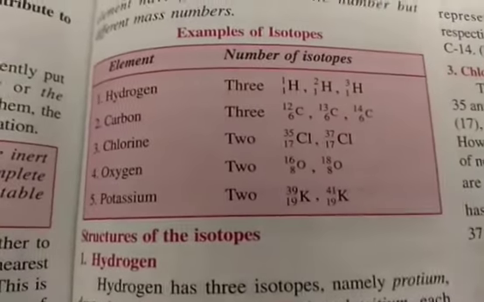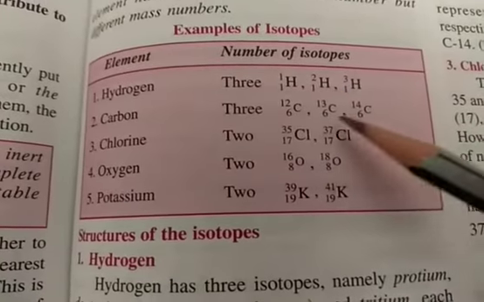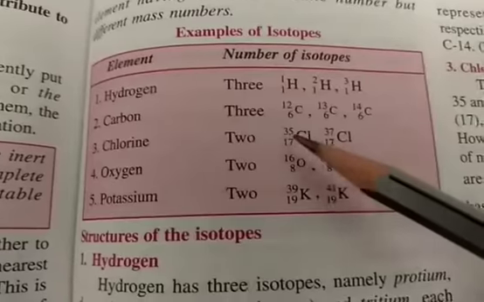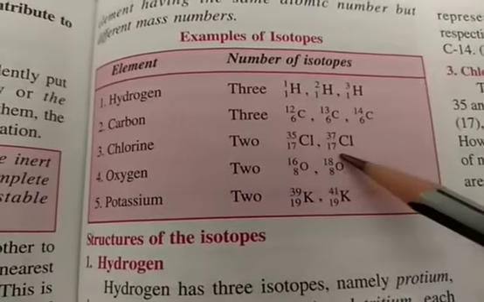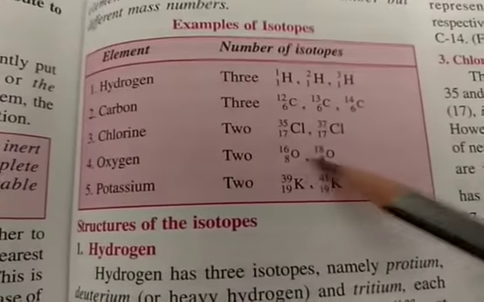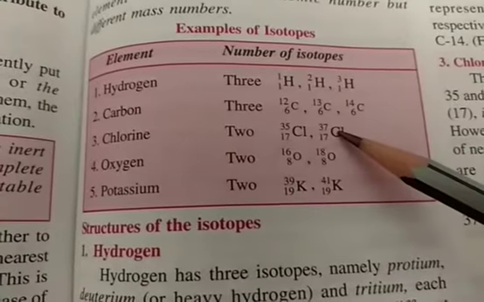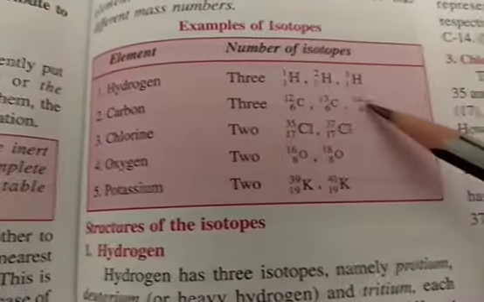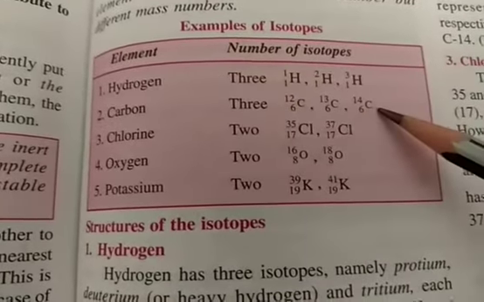So here you can see hydrogen or carbon, chlorine 17, it is the same. The downside number will be the same, but the upside number will be different. So I can say that this species and this species are both isotopes of each other. This and this, they all are isotopes of each other, or they are isotopes of carbon, I can simply say.